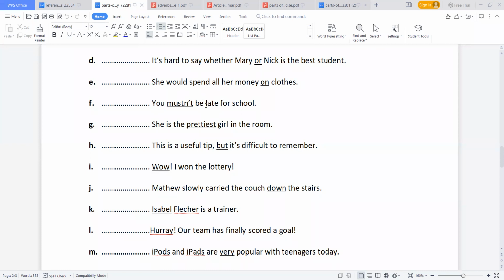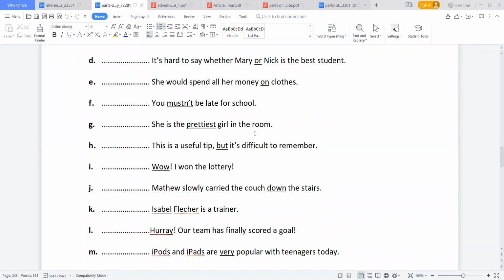You cannot be late, you can be late. So late is the word describing you. Here we are using modal as a verb. Like is, are, am, was, were, all these are the to be verbs. So must here is also a to be verb.